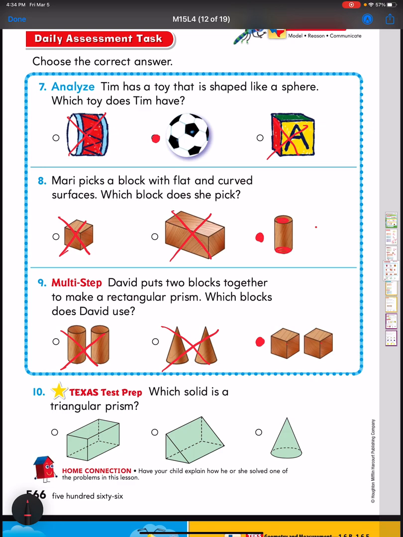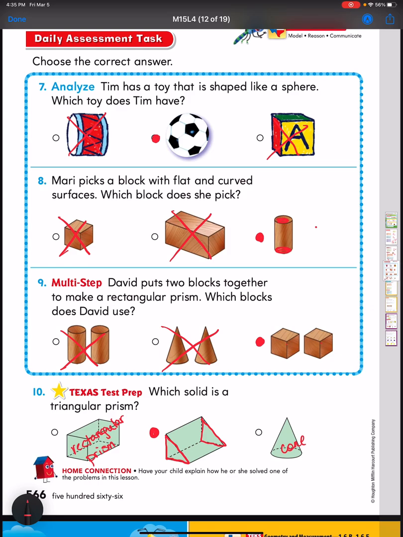Which solid is a triangular prism? Well, I know this is a cone, and I know this is a rectangular prism because it has 4 faces that are rectangles and 2 that are squares. A triangular prism has to have a shape of a triangle somewhere. So look at this. Here's the shape of a triangle. Here's the shape of a triangle. This is our triangular prism.